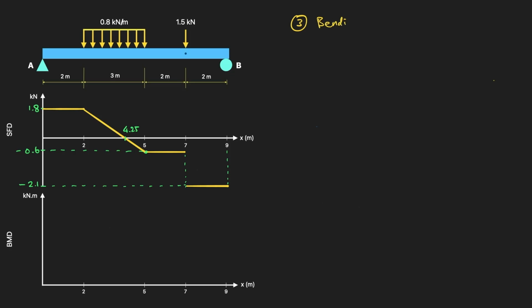Step 3, the bending moment diagram. For every segment, we sum moments about A, and RA itself acts right at A, so it has 0 lever arm and drops straight out of every one of the equations. Let's start with the first segment from 0 to just before 2 meters.